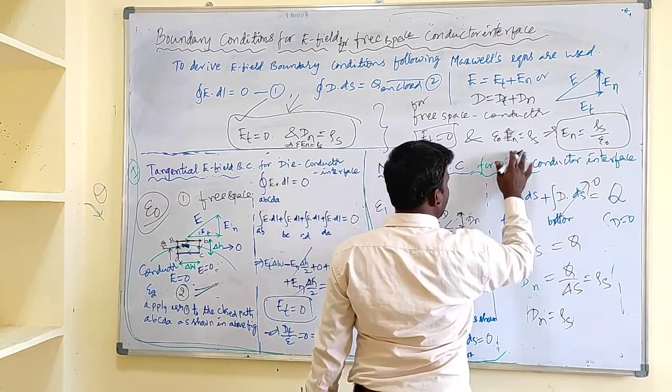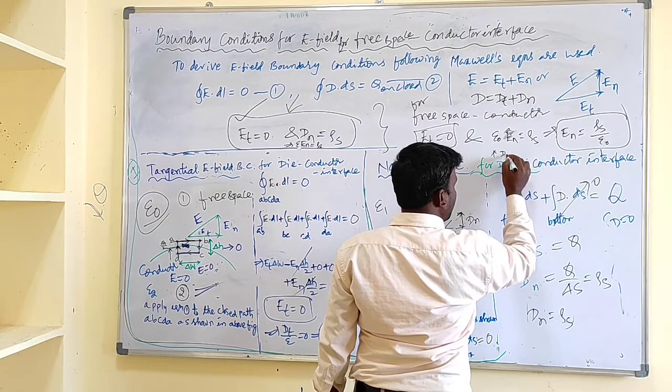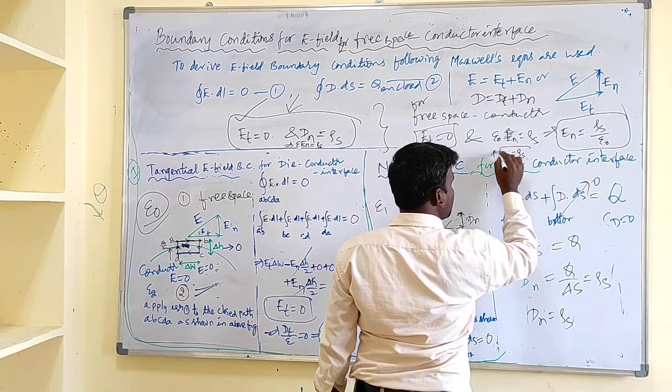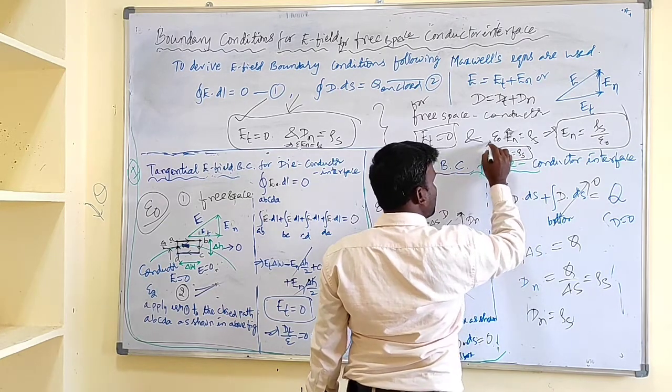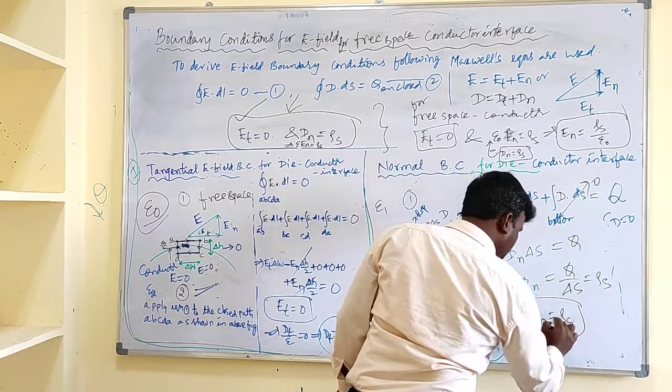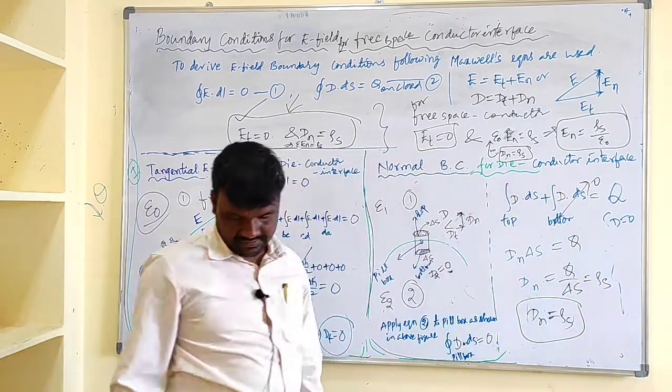This is from where Dn equals rho s; we derived Dn as rho s. Okay, thank you.